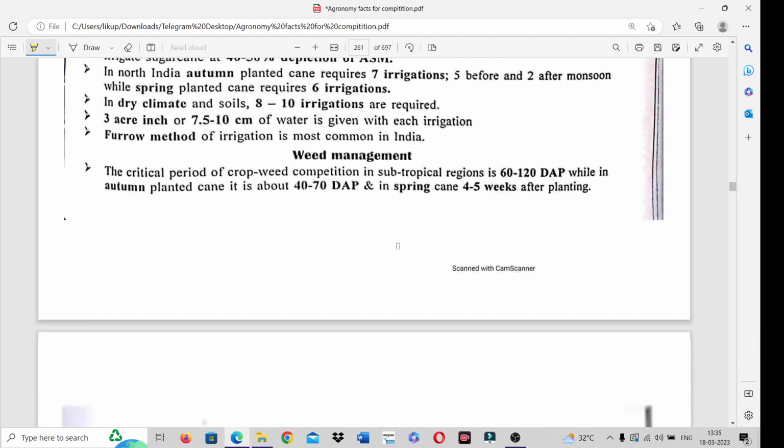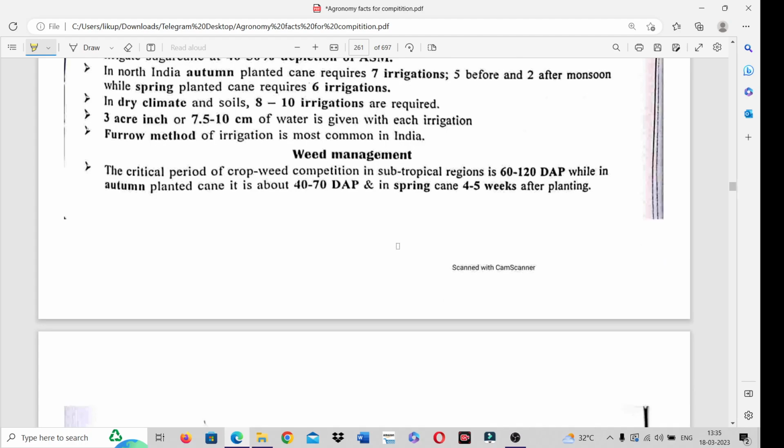Weed management. The critical period of crop weed competition in the subtropical region is 60 to 120 days after planting, while in autumn planted cane it is about 40 to 70 days after planting. Spring planted cane is 4 to 5 weeks after planting.